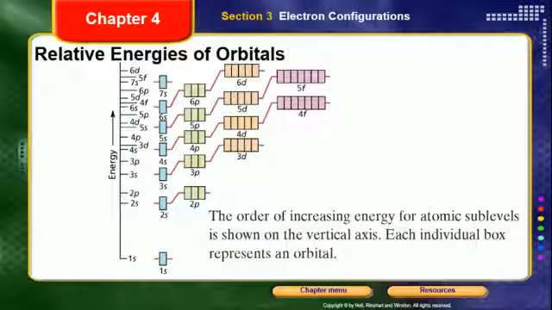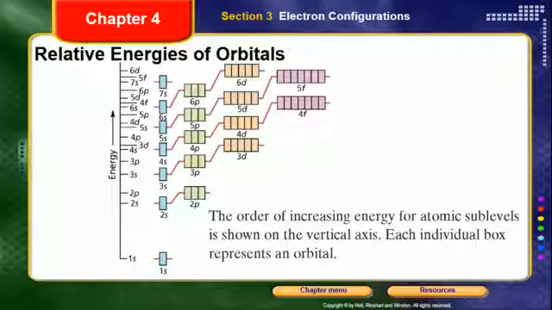Here we're going to start off with the idea of relative energies of orbitals. We've talked about s orbitals, p orbitals, d orbitals, and f orbitals. What we haven't talked about is that there is more than one s orbital, more than one p orbital, more than one d orbital, and more than one f orbital. And each of these has respectively higher and higher energies.